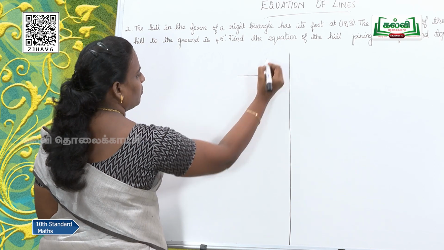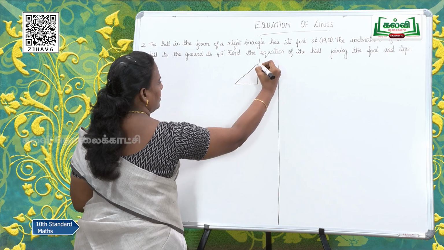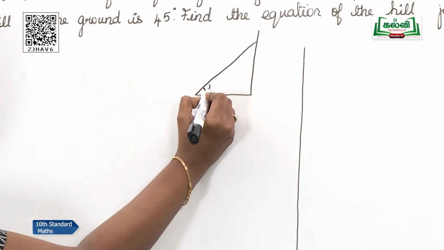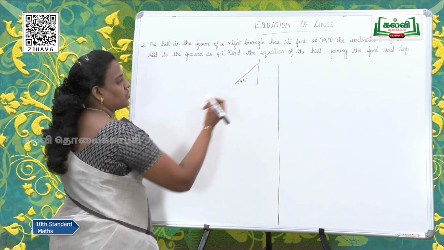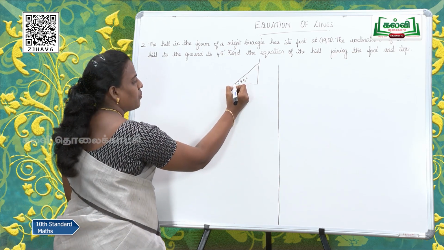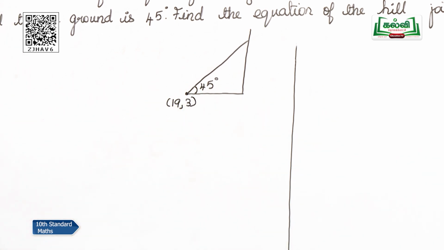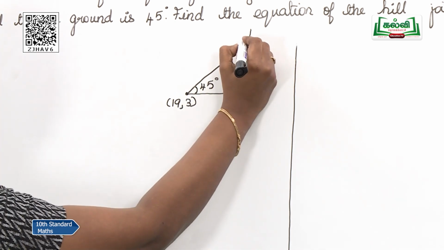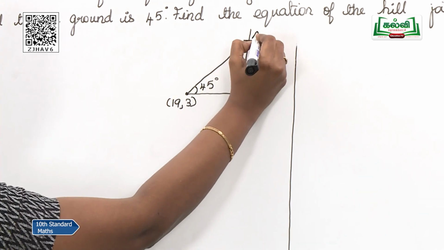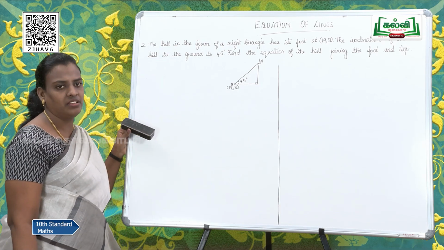So this is the ground and let me take this as the hill and this is inclination of 45 degrees. So this angle is 45 degrees and its foot is at the point 19,3. So your x coordinate is 19 and y coordinate is 3. So now let me consider this as the hill. This A, B, and it is in the form of a right angle triangle.